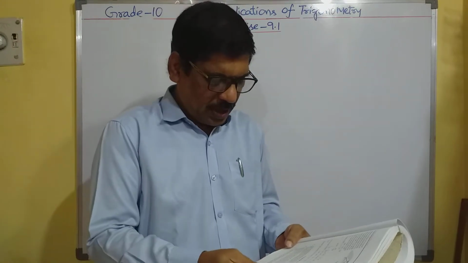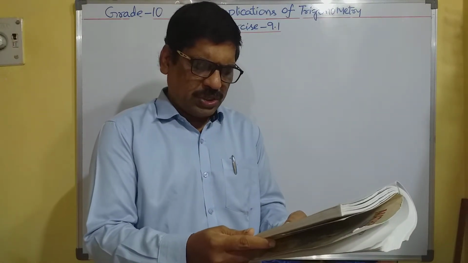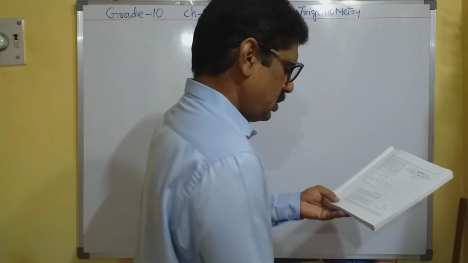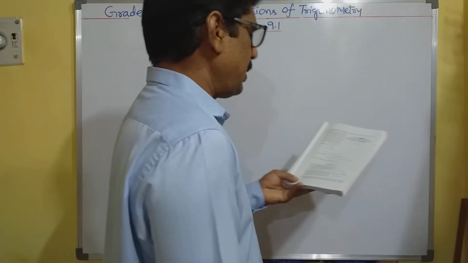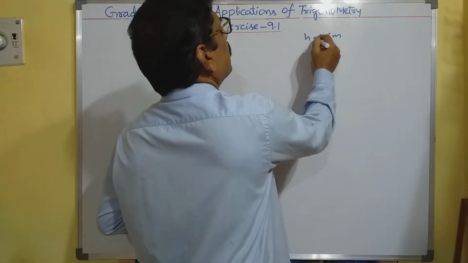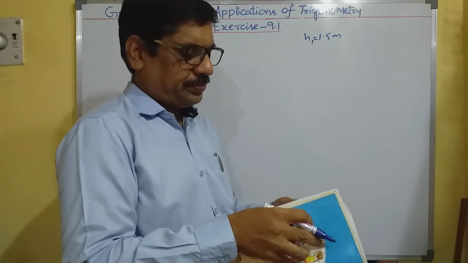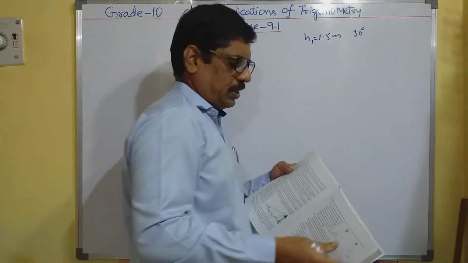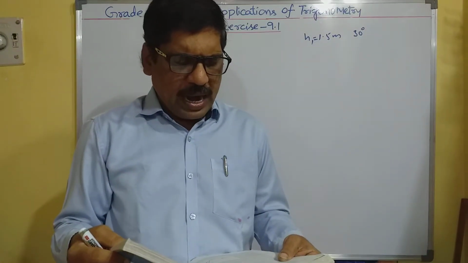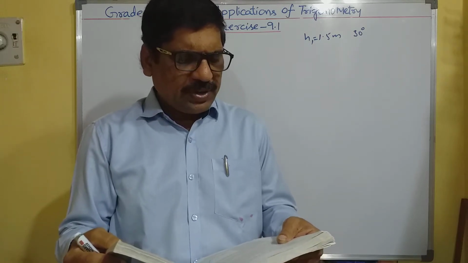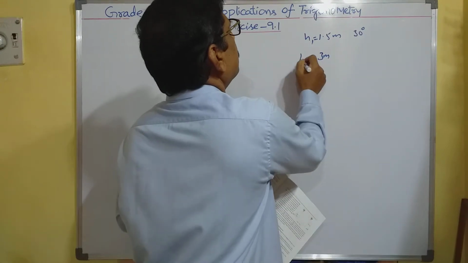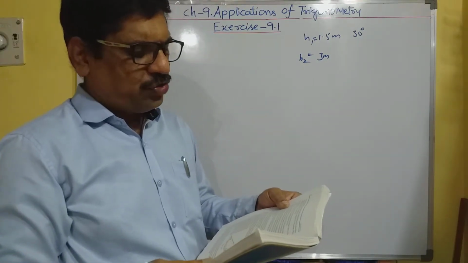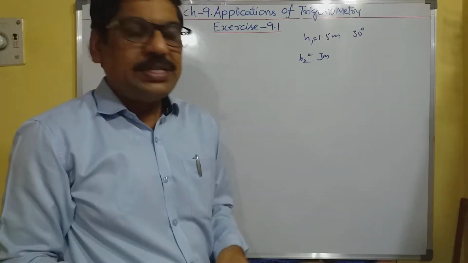Okay, third problem. A contractor plans to install two slides for the children to play in a park. For the children below the age of 5 years, she prefers to have a slide whose top is at a height of 1.5 meters, and is inclined at an angle of 30 degrees. That is for the first slide. For elder children, she wants to have a steep slide at a height of 3 meters, and inclined at an angle of 60 degrees to the ground. What should be the length of the slide in each case?